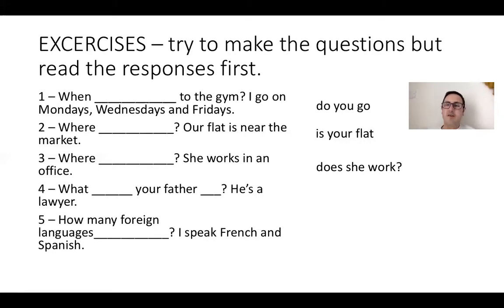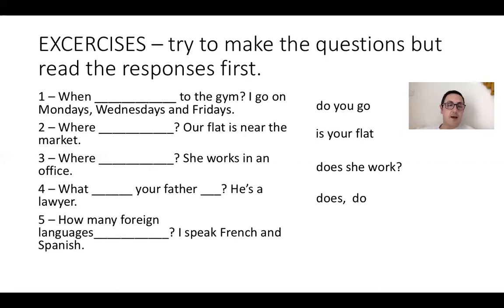Now, look at the next one because it's a little bit tricky. It's your father. What? Your father. He's a lawyer. Now, remember, guys, this is a little bit different because we're asking about his job. Okay. Now, if it's his job, we simply ask, what does your father do? Now, in this case, it's a little bit different because it says he is a lawyer. But if you're asking about somebody's job, it needs to be, what do you do? What does your father do? What does your girlfriend do?